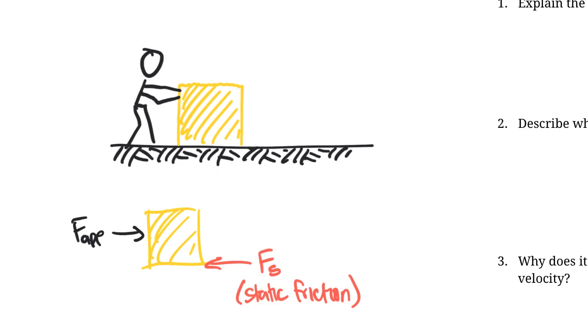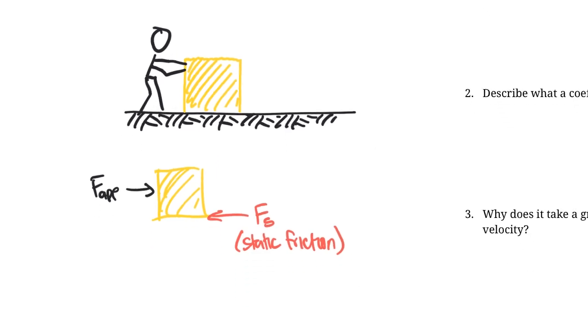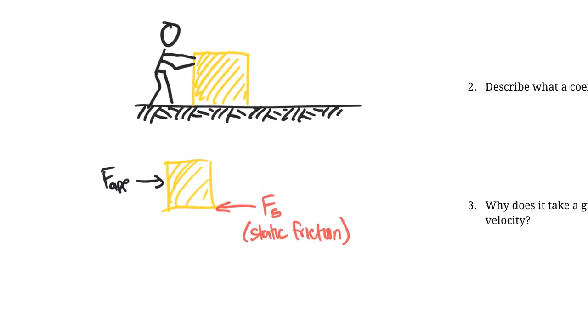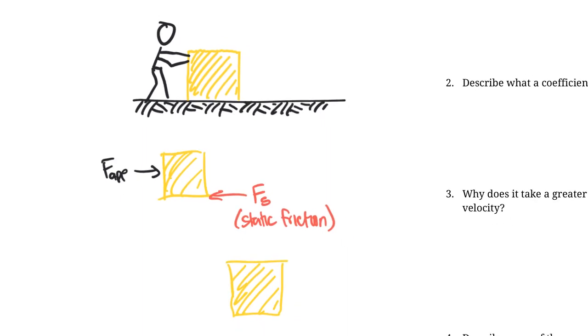Once you get that box moving across the floor, it overcomes that static friction. Once that static friction has been overcome, it starts moving across the floor, and then we get this easier sliding. There is still a friction force involved, but we have a different name for that, and that is kinetic friction. So now we are able to apply a smaller force.